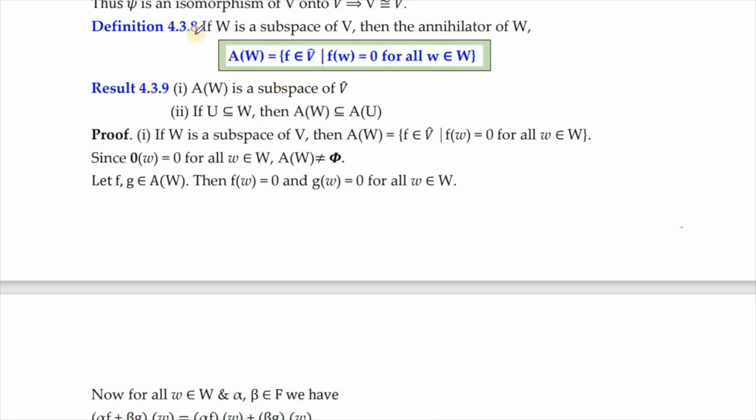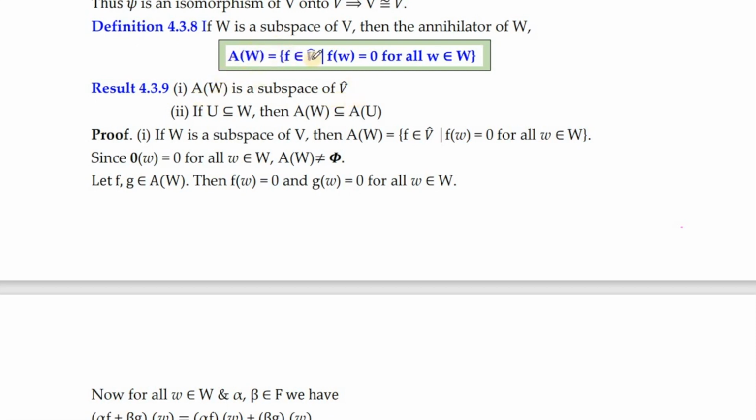We'll see the definition of the annihilator of a subspace W of a vector space V. If W is a subspace of V, then the annihilator of W, denoted A(W), is the set of all those linear functionals which annihilate all the elements of W. That is, f(w) = 0 for all w in W. Now what can we say about this A(W)?